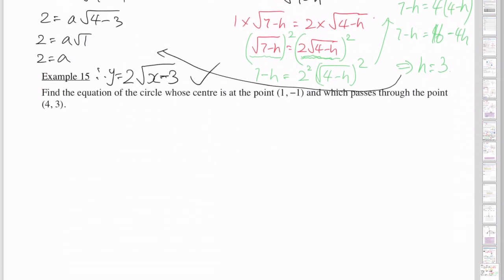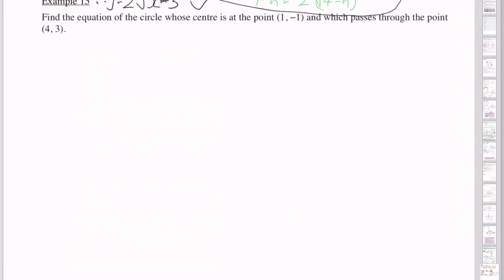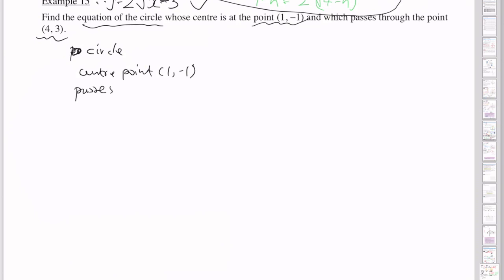Now come to the last one. Again, this one you will have a look. Find the equation of the circle whose center is 1 and negative 1, which passes through the point 4 and 3. Okay, so let's list all the information that we got. It is a circle, the center point is 1 and negative 1, and it also passes through the point 4, 3.